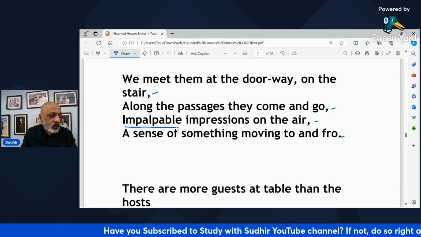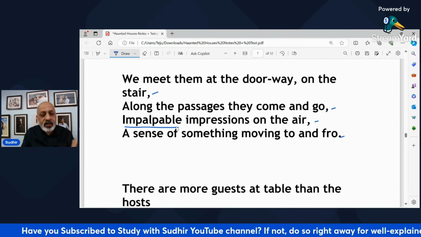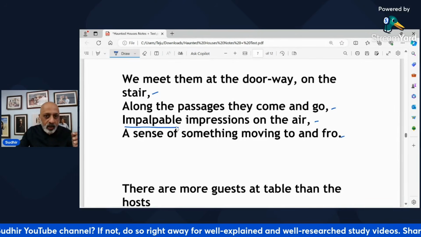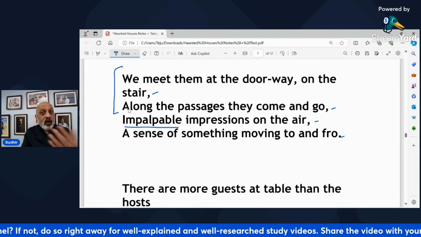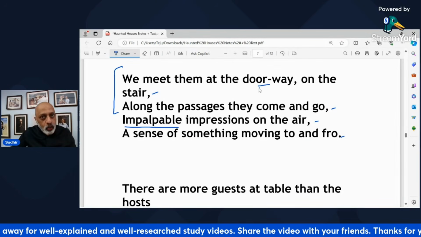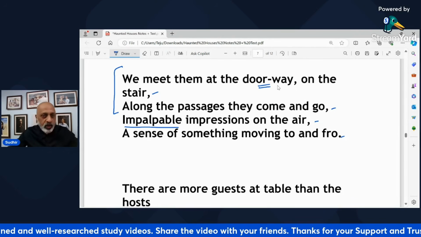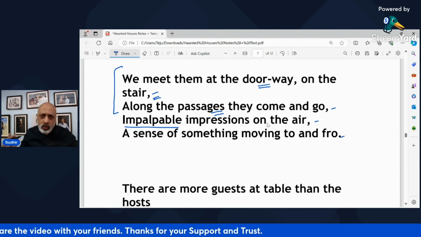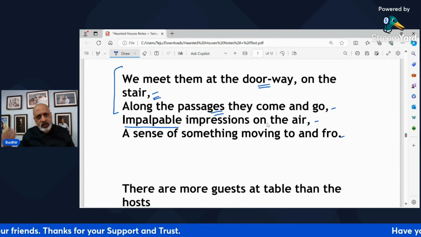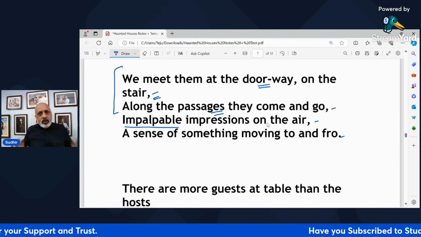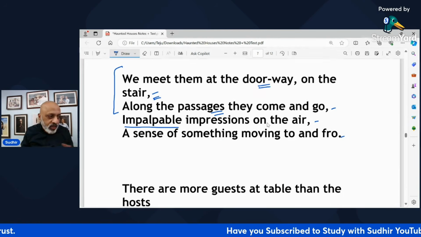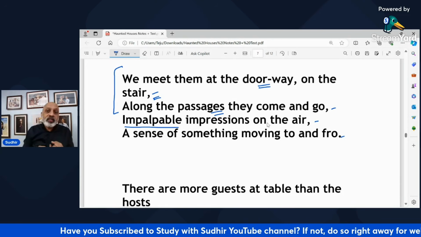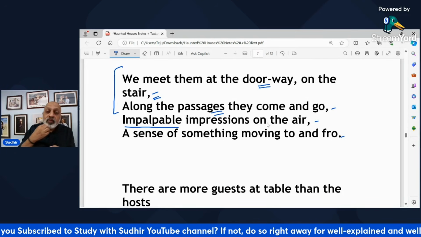Now, in this stanza, the lines describe the way the humans encounter the ghostly presence inside the house. Now, the first two lines convey that they are everywhere. We meet them at the doorway, near the door, on the way to the door, on the staircase, and also the passages. They come and go as though they continue to occupy this space, and they continue to be around everywhere in the house. They are not confined only to a single room, or only to the terrace, or only to some kind of an attic.